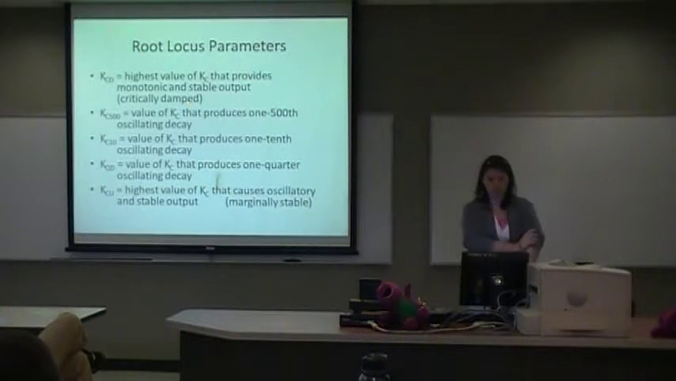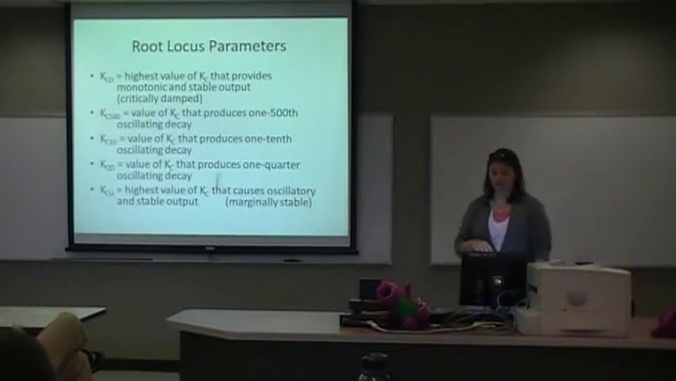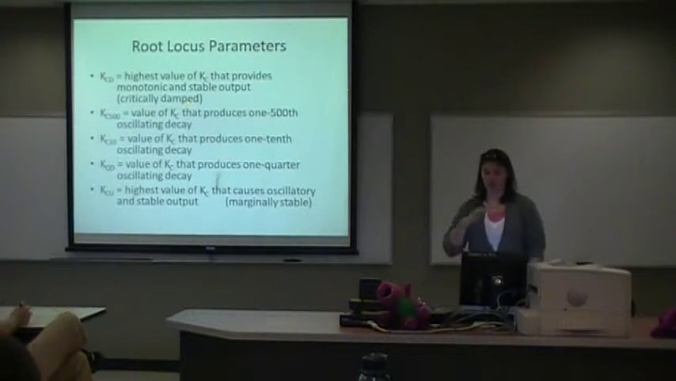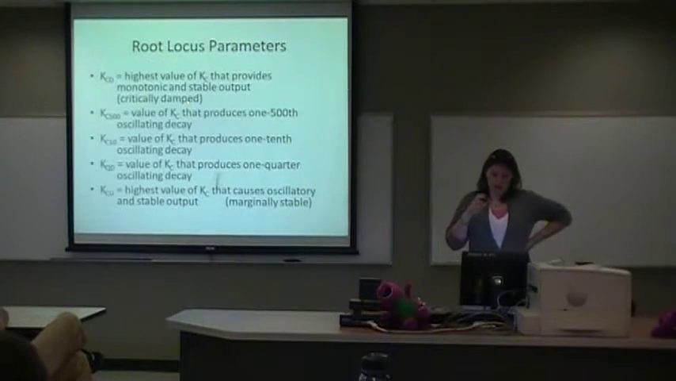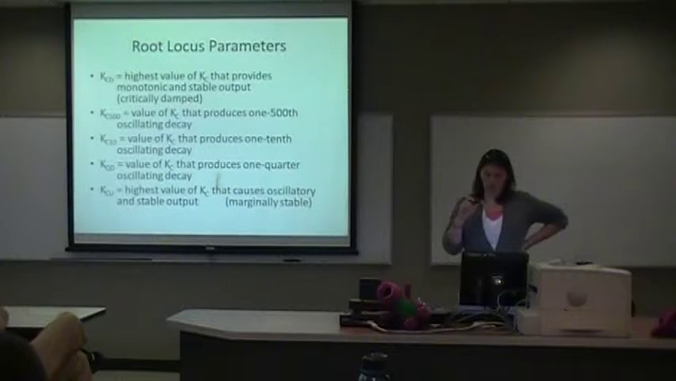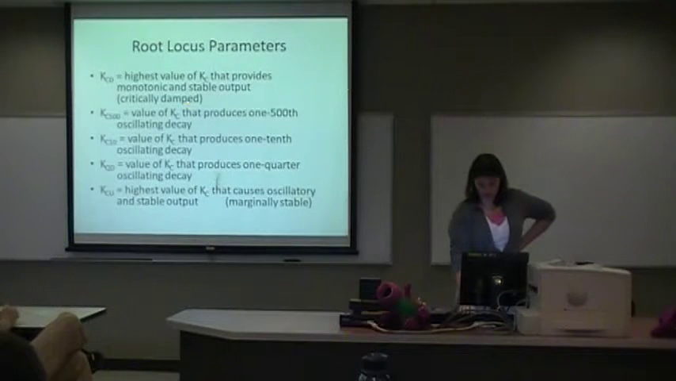From the root locus plots that I'll show you in a few slides, we will be determining the critically damped value for the controller gain, at which point there's a monotonic and stable output, and also the values at which 1/500th of the decay, 1/10th of the oscillating decay, and 1/4 of the decay occur, and also the KCU, where it is marginally stable.